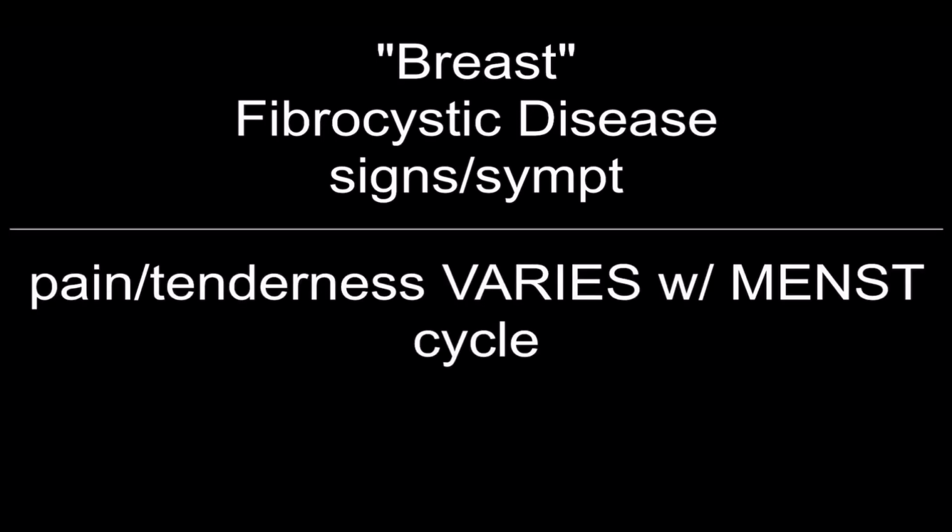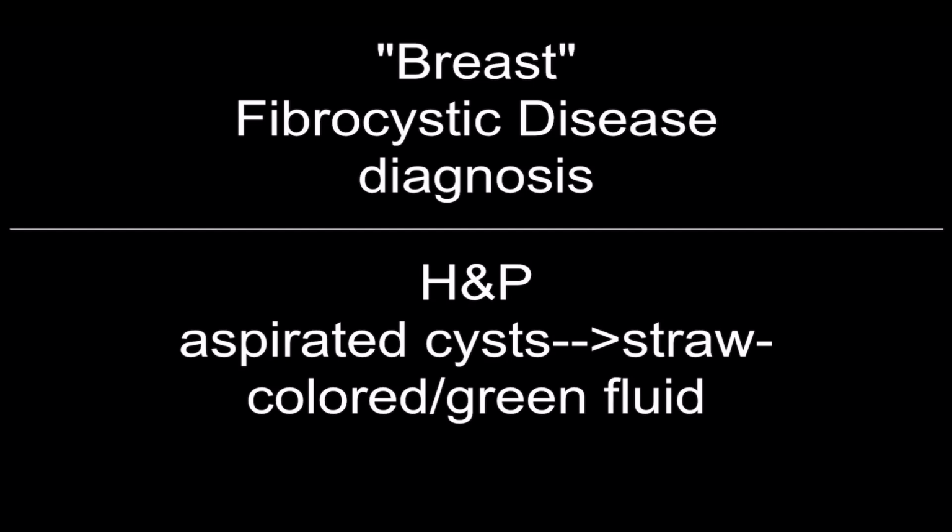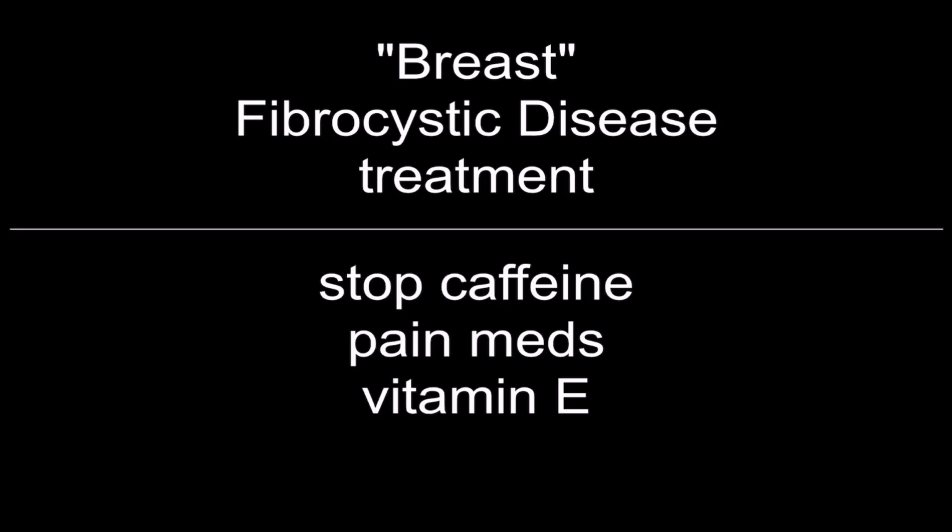Pain, tenderness varies with menstrual cycle. Fibrocystic disease, what's the diagnosis? Or how do you diagnose it? You do H&P, aspirated cysts, straw-colored or green fluid. Fibrocystic disease treatment. You stop caffeine, pain meds, and vitamin E.